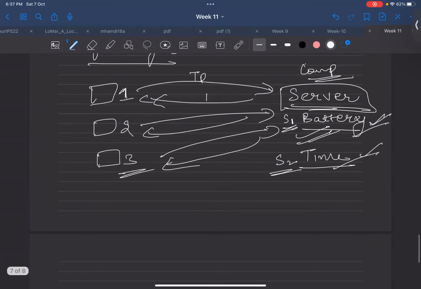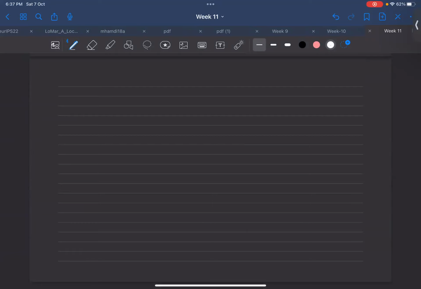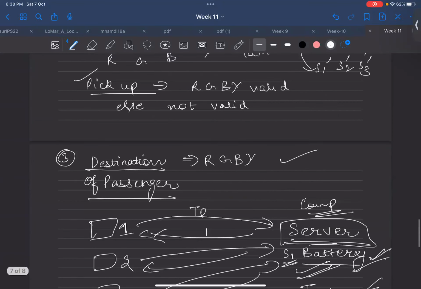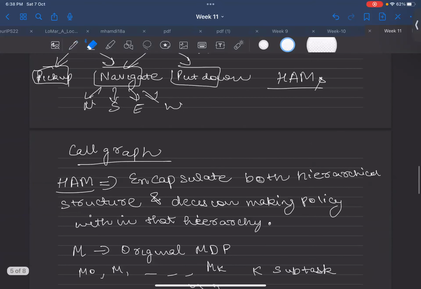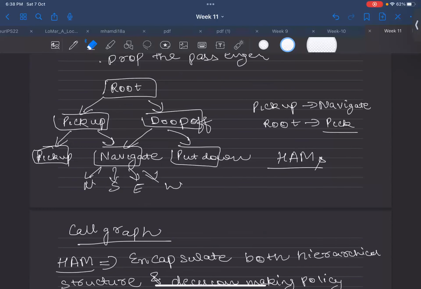Let's proceed further. I think we lost the context. Where were we? We are describing the machine. We are describing the machine by state, action and pseudo reward.